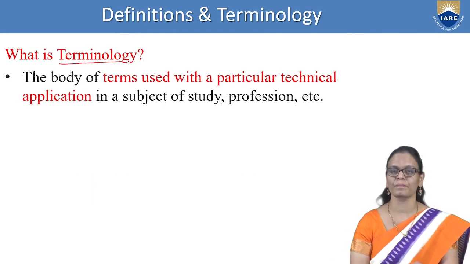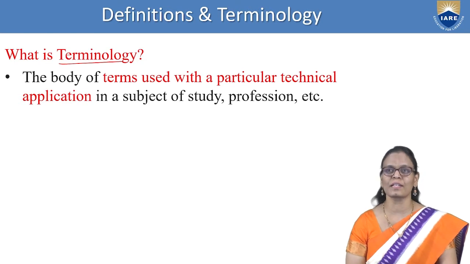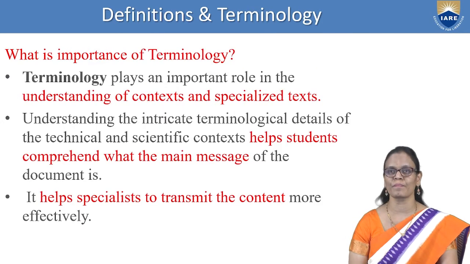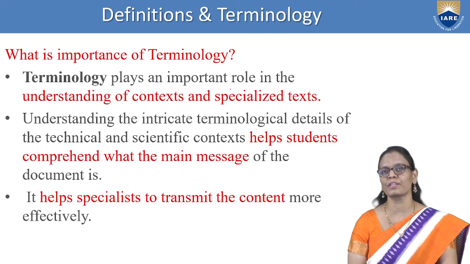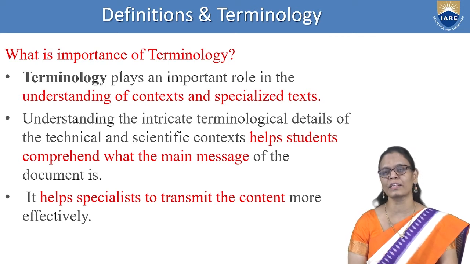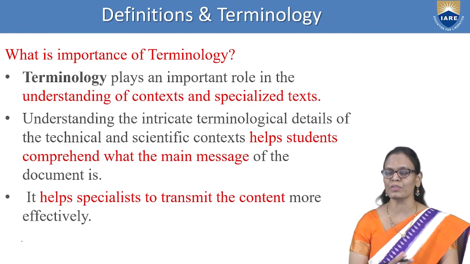Then what is terminology? The body of terms that are used in particular with technical application in a subject or a study or in any profession, we call it terminology. Then what is the importance of terminology? Terminology plays a very important role in understanding the context and specialized texts. Understanding the intricate terminological details of the technical and scientific context helps students to comprehend what the main message of the document is. So when you try to understand the terminology, and when you get the terminology right, you will understand what the text says.